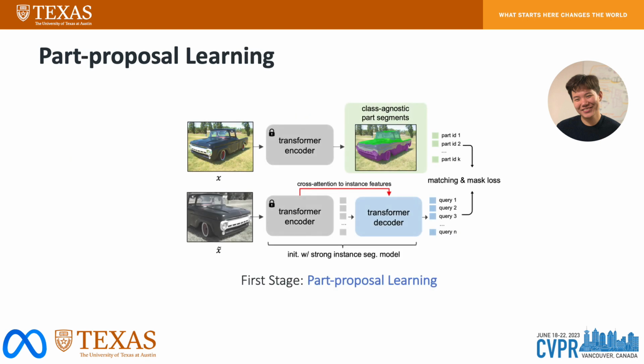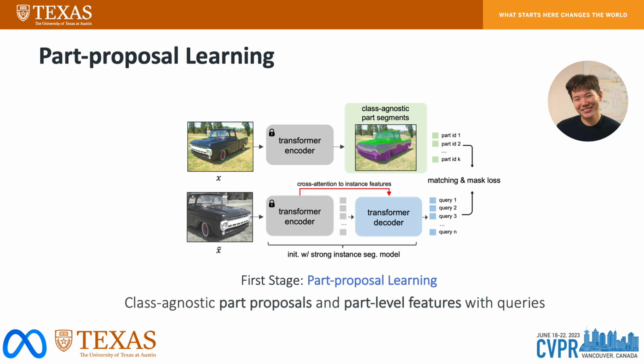For part proposal learning, we first repurpose Mask2Former as a part proposal model. The generated part segments are used as ground truth, and the Mask2Former queries attend to each region. We find that training only the transformer decoder, while freezing the backbone and the transformer encoder, results in the most stable and precise part segmentation.